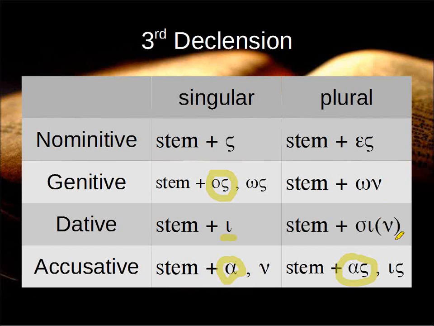All right. So you have a movable nu only when the word after it begins with a vowel. If the word doesn't begin with a vowel, then the movable nu is not necessary. All right, so that's why I had that there. Sometimes you'll see it, sometimes you won't because of that reasoning. All right, any questions?